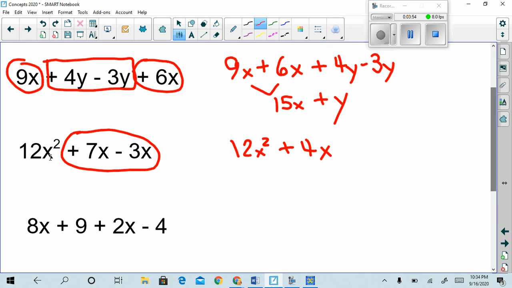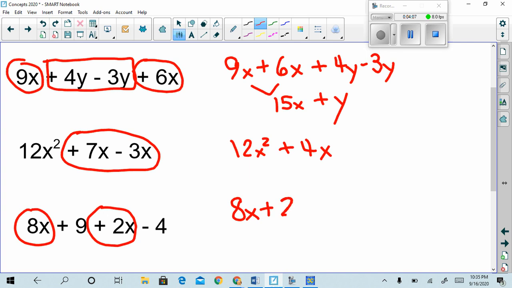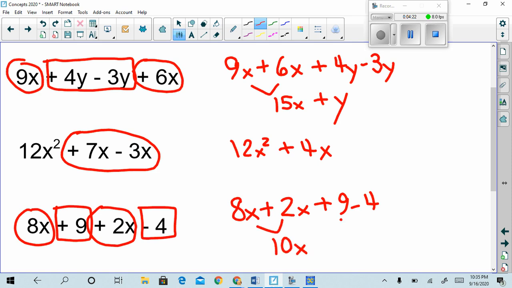In my next problem, once again, I see I've got an x term, and notice that I'm circling it with the sign in front of it. That's telling me that I have an 8x plus 2x more. I'm left now with a 9. It's a positive 9 plus 9 minus 4. That will now combine to give me a 10x plus 5.